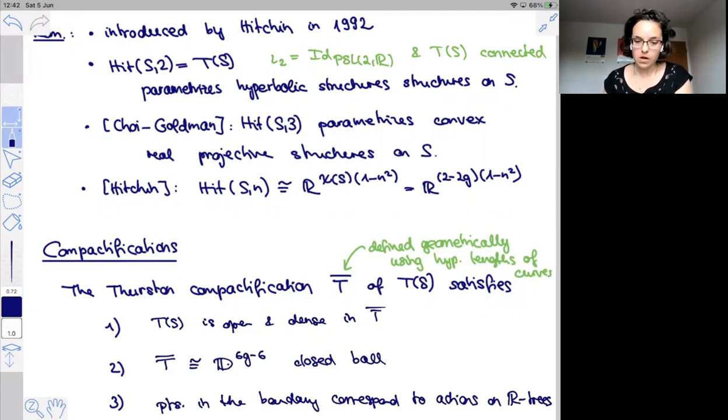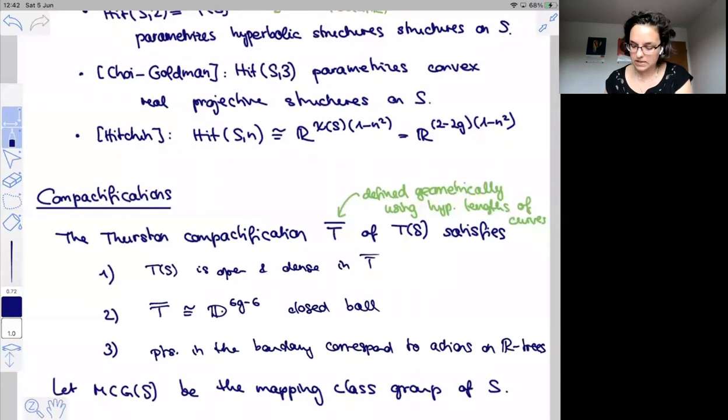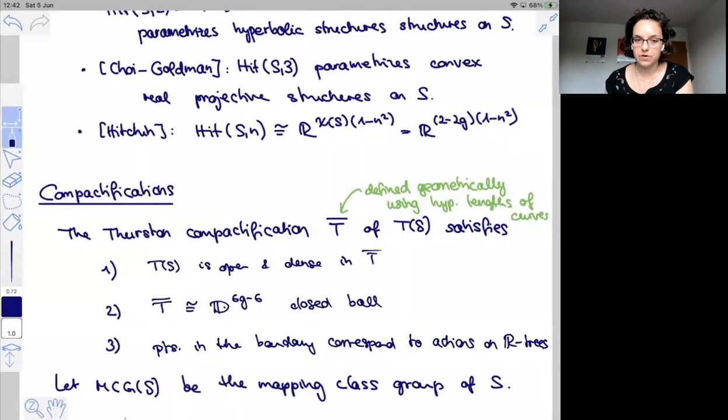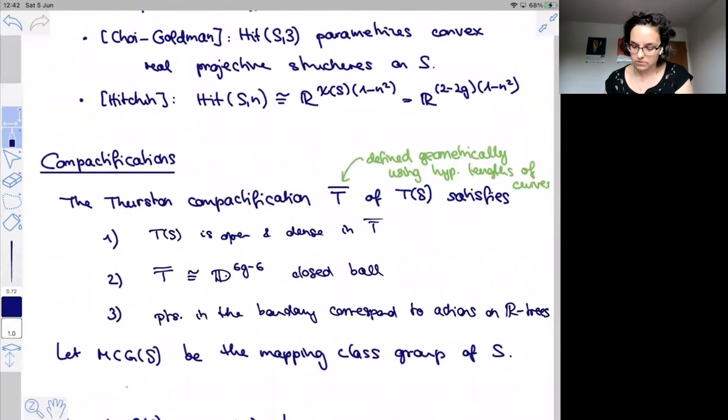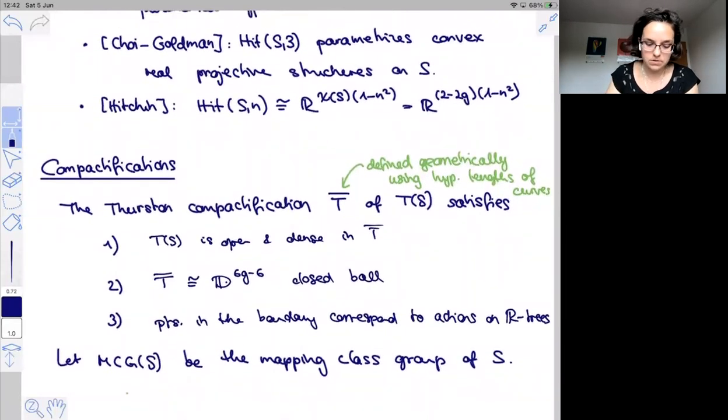Okay, so why are all these properties particularly nice? Now I want to give a small example. For example, the mapping class group of our surface. This is nothing else but the space of all self-homeomorphisms S to S.